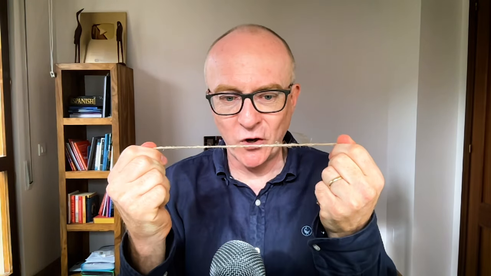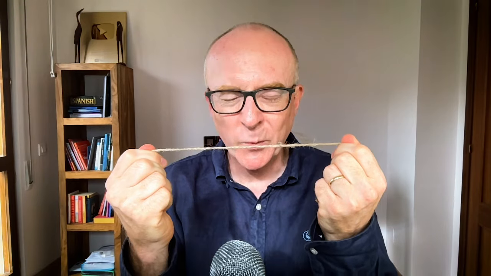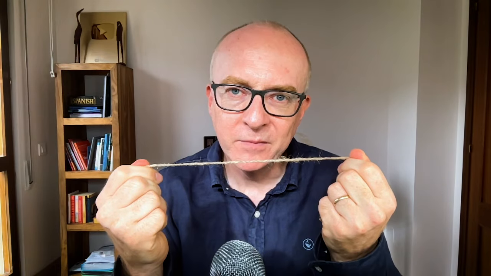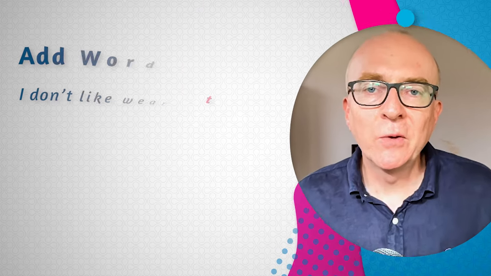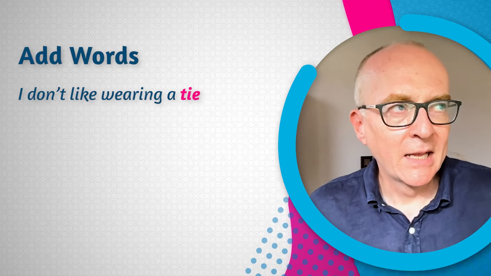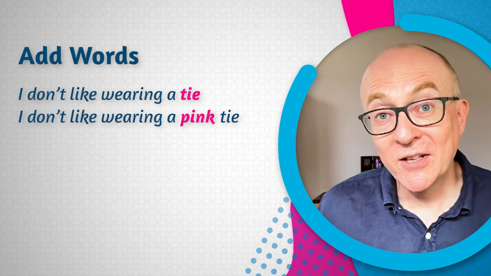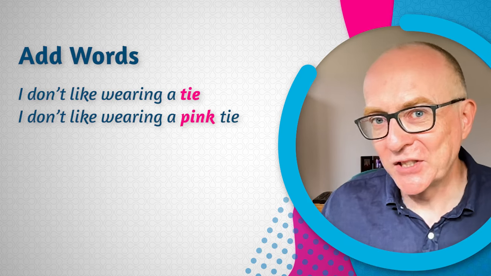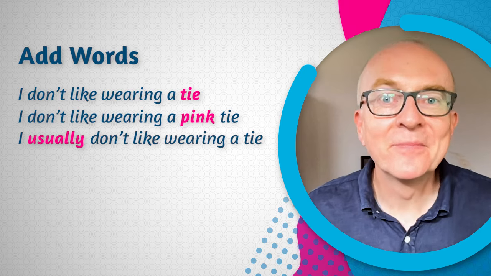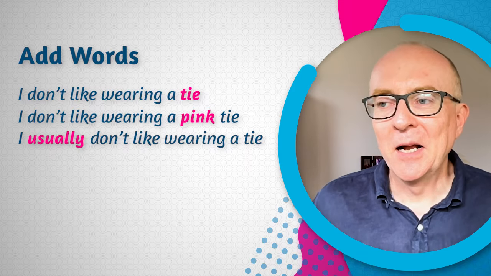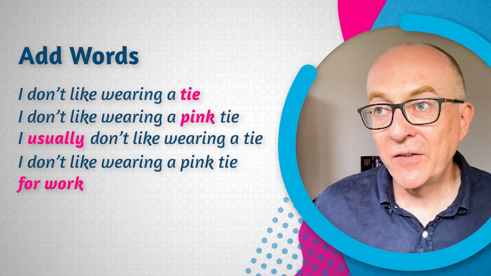The first technique, and this is tight, this is the tight practice. So we've got control of that sentence. We're just going to add a word or two. You can add adjectives or adverbs. For example, I don't like wearing a tie. I don't like wearing a pink tie. Adding an adjective. I usually don't like wearing a tie. Adding an adverb. I don't like wearing a pink tie for work.